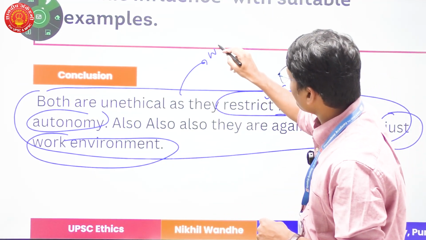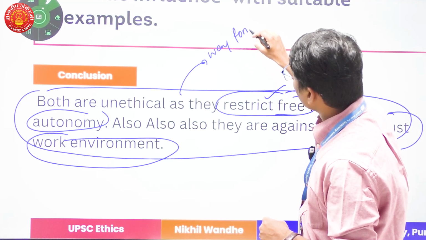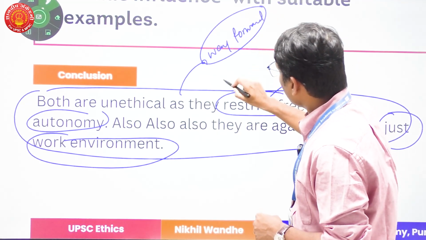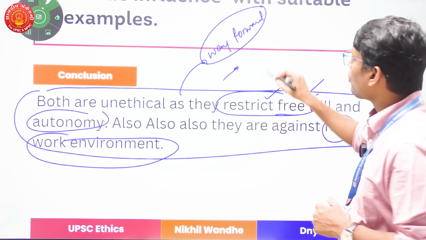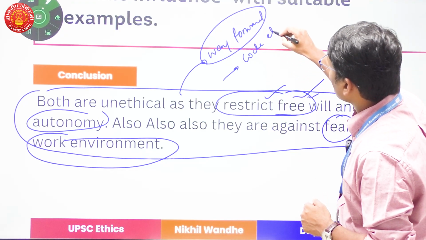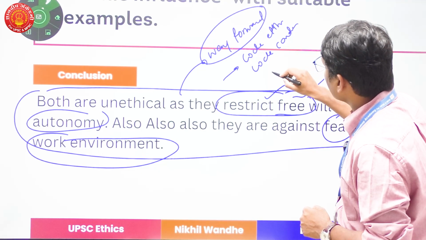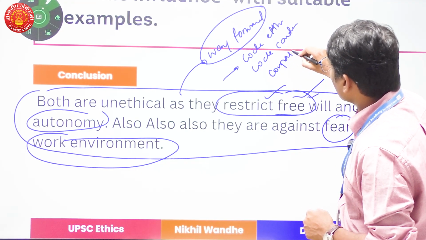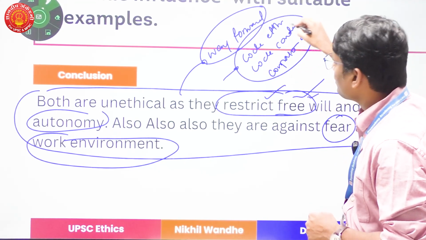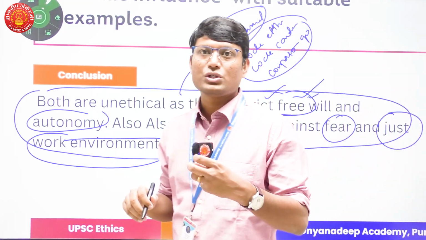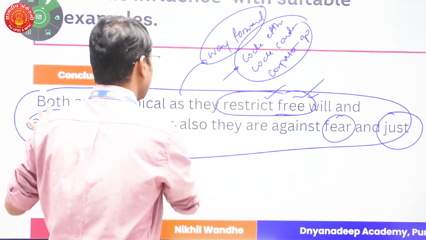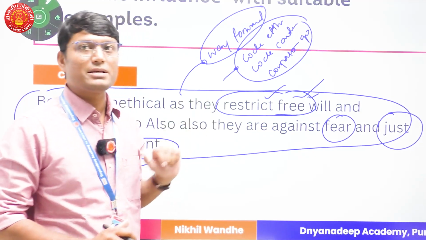I can also provide a way forward, and in the way forward, I can talk about, let's have a code of ethics, let's have a code of conduct, let's have better corporate governance. So this can go with a conclusion as a way forward. One generic conclusion can be this, which needs to be presented.